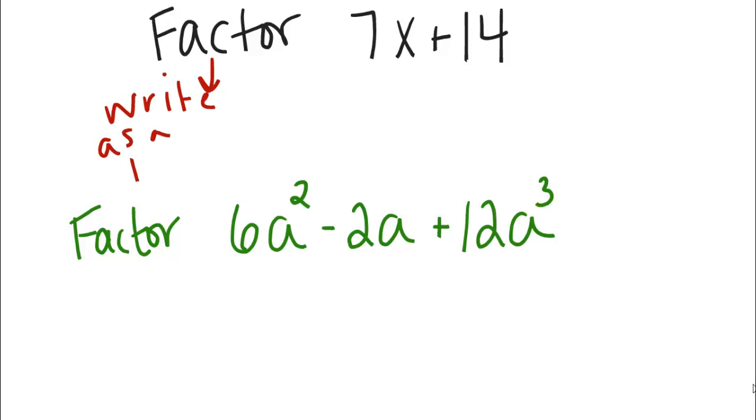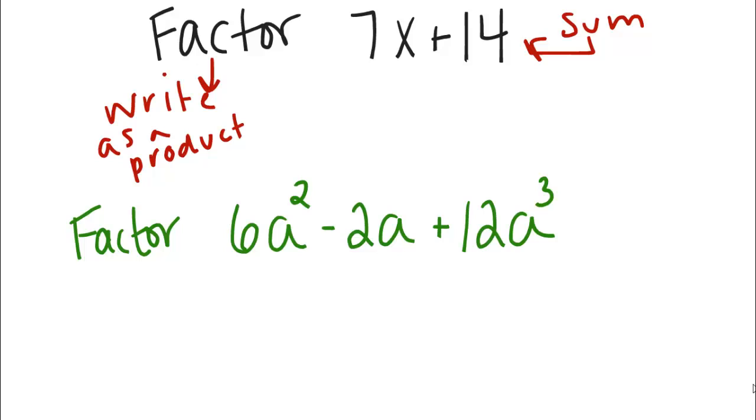So right now, 7x plus 14, that's written as the sum of two things, 7x and 14. It's a sum. That means that we were adding two things together. A product means that we're multiplying. So how do we turn this sum into something times something else?